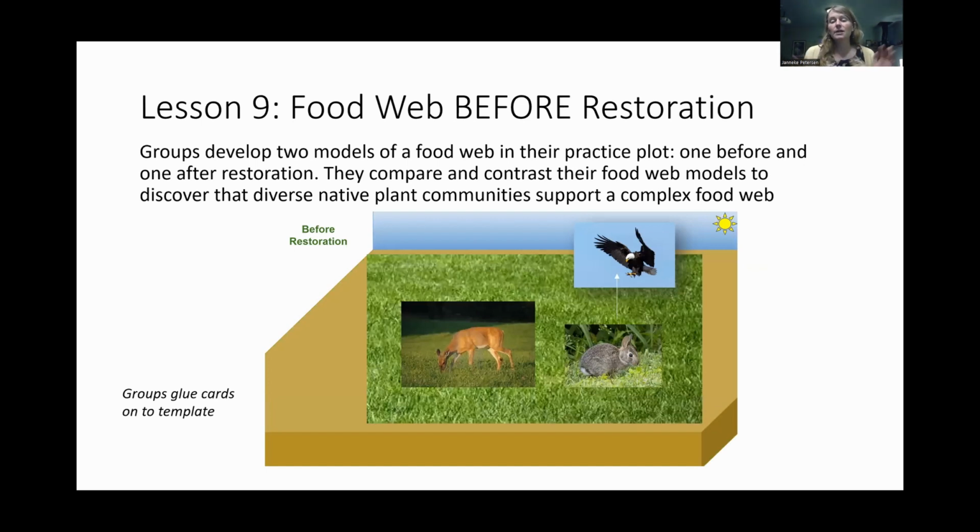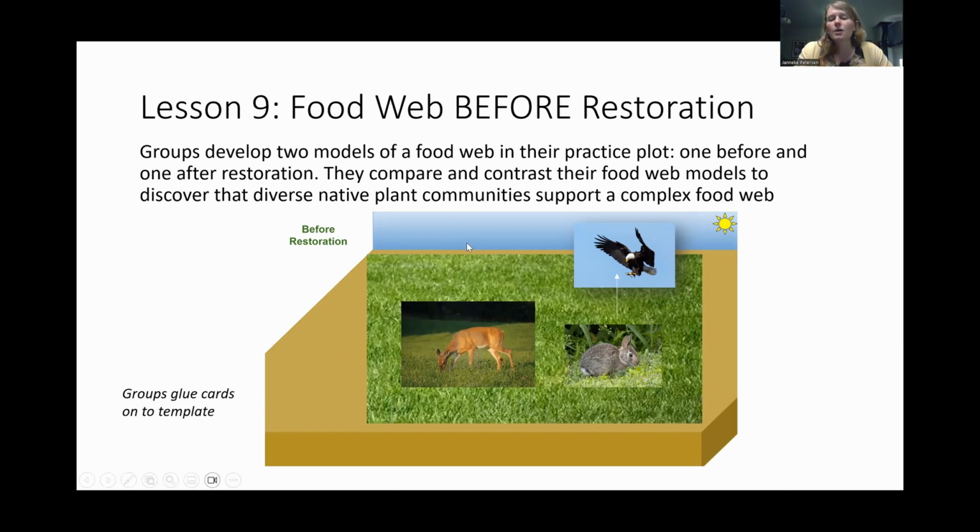Okay, lesson 9. This is an important lesson. This is one of the meatiest lessons. This is where they're starting to really get to the answer to their challenge. So groups are going to develop 2 models of a food web in their practice plot, one before and one after restoration. And they're going to compare and contrast their food web models to discover that diverse native plant communities support a complex food web. So they're actually going to glue these cards from the ecosystem card set that each group has, and you've printed out in color, onto their model templates for their practice plot.